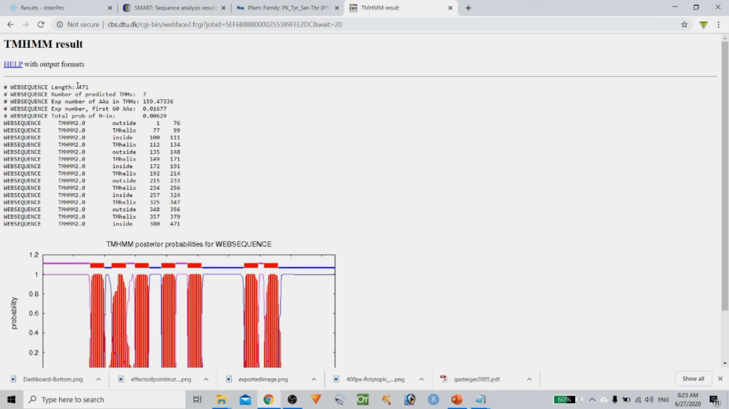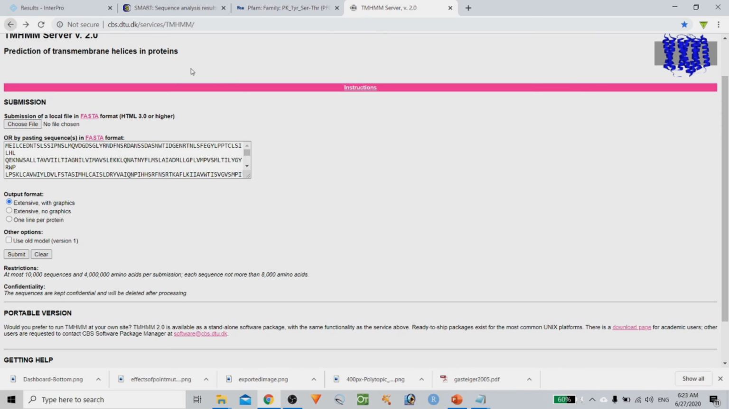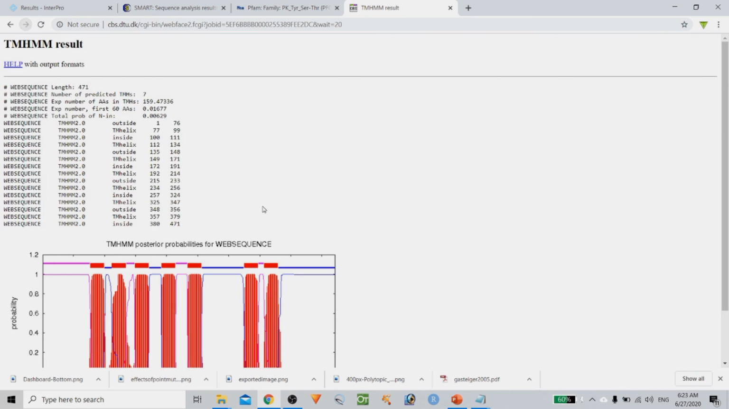You can see here the total number of amino acids. It will show 471. Here you just need to provide the amino acid sequence and keep everything as default. If you want a graphic, you have to add this option. If you don't want any graphic, just click on no graphics.